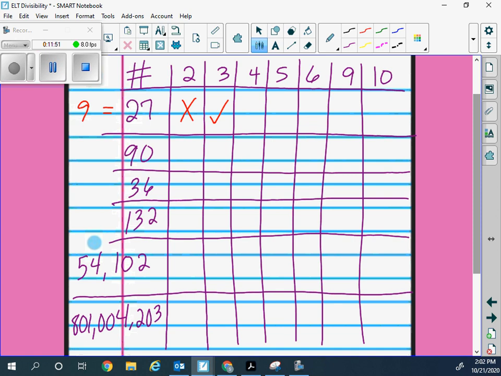4. No, nothing times 4 is 27. 5. Does it end in a 5 or a 0? No. 6. Well, it has to be divisible by 2 and 3, and it's not. 9. Is the sum divisible by 9? Yes. 10. Does it end in a 0? No. Okay? You're going to do that for the entire rest of the chart. Okay? And then, if you are my 8th period KVA, you're going to upload a picture of this into the assignment for today. Okay?